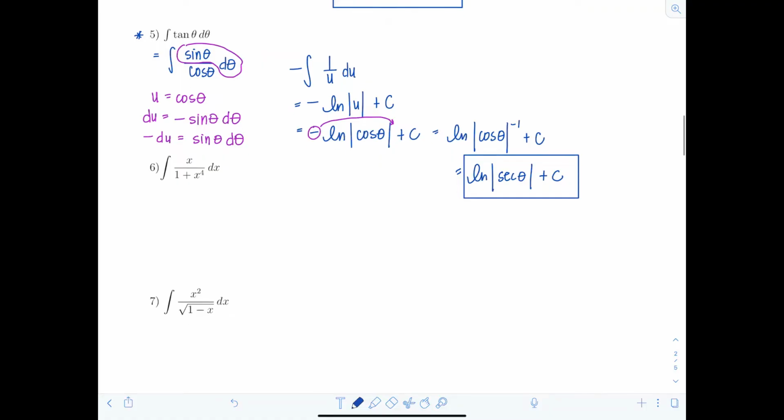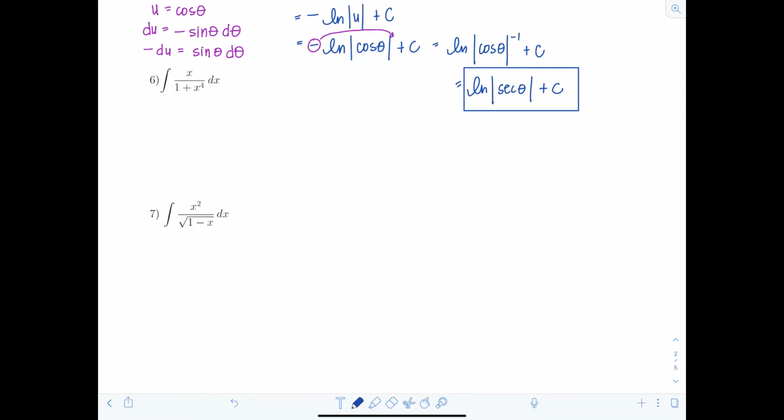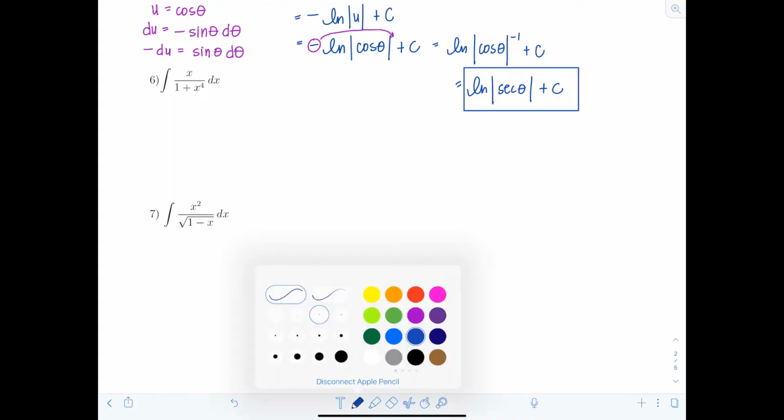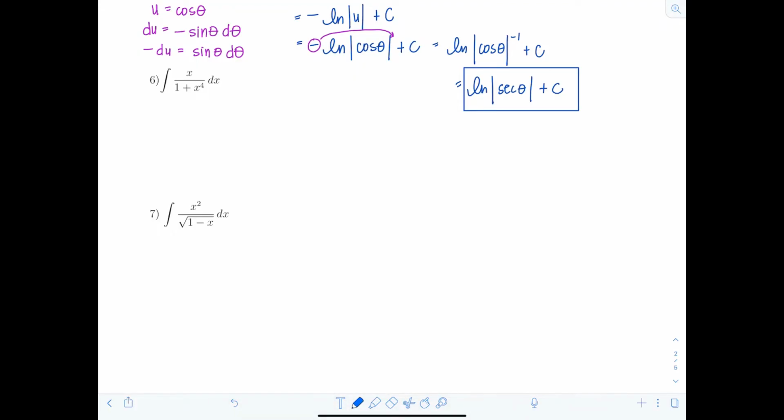Example 6, we have the integral of x over 1 plus x to the 4th dx. All right, so maybe you're thinking to yourself, ooh, let me let u be 1 plus x to the 4th. And then you'll quickly see things not working out. So du would be 4x cubed dx. Do you have an x cubed dx? No, you have an x dx. So that was not a good choice for you. Oh no. So let's leave this bad choice so we don't do it again. And also it's helpful when you look back over your work.